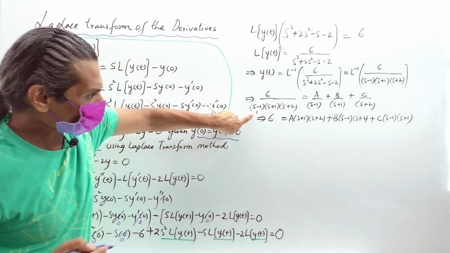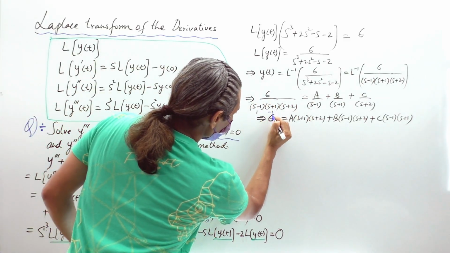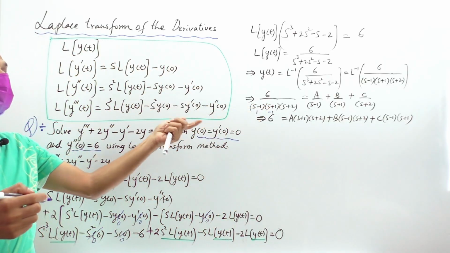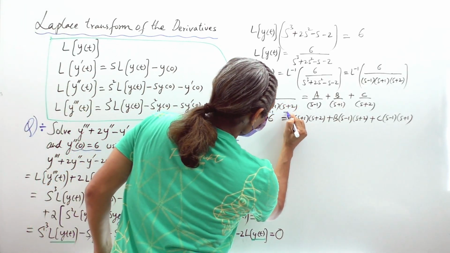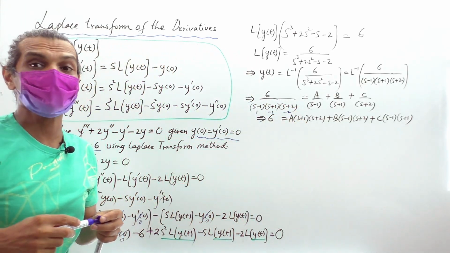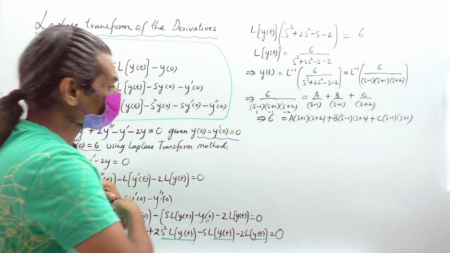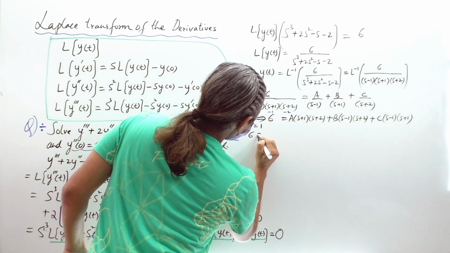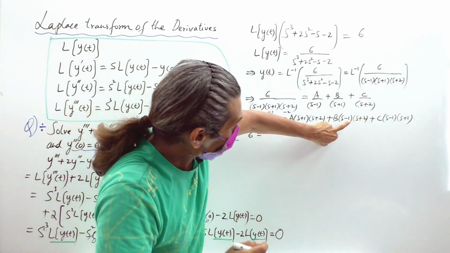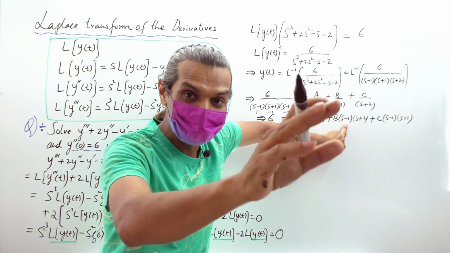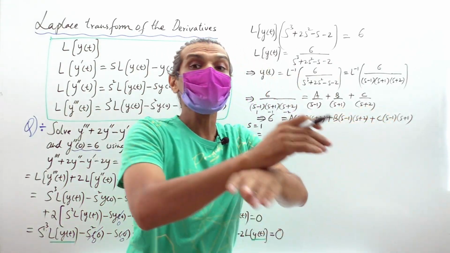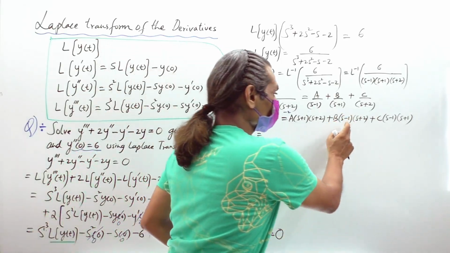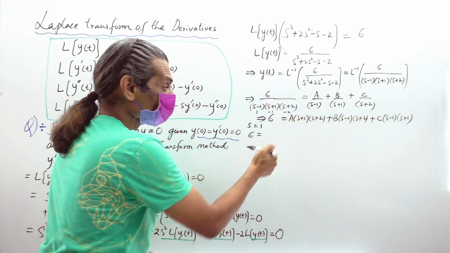Here, if you put s equal to 1, it is 0. Here, if you put s equal to minus 1, minus 1 plus 1 is 0. And here, if you put s equal to minus 2, minus 2 plus 2 becomes 0. So first I'll put s equal to 1. So 6 equals, if you put s equal to 1 here, 1 minus 1 is 0, 1 minus 1 is 0. By making these terms 0, I can easily find A.